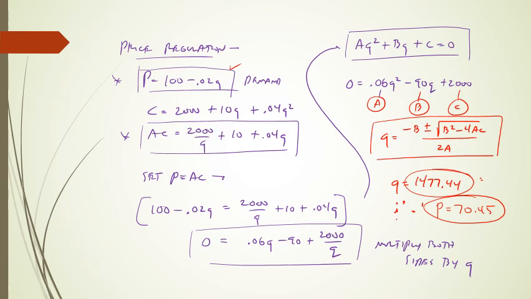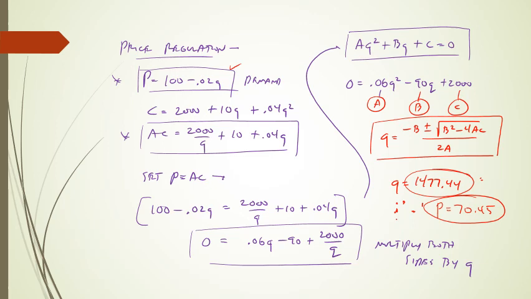What we want is for that equation to be of the form A times Q squared plus B times Q plus C equals 0. Now we don't quite have that form in the lower left. A and B and C are just numbers, just constants. But we can multiply both sides of the bottom left equation by Q. And if we do that, we get 0.06Q squared minus 90Q plus 2000. Now it's in the form where we can use the quadratic formula.